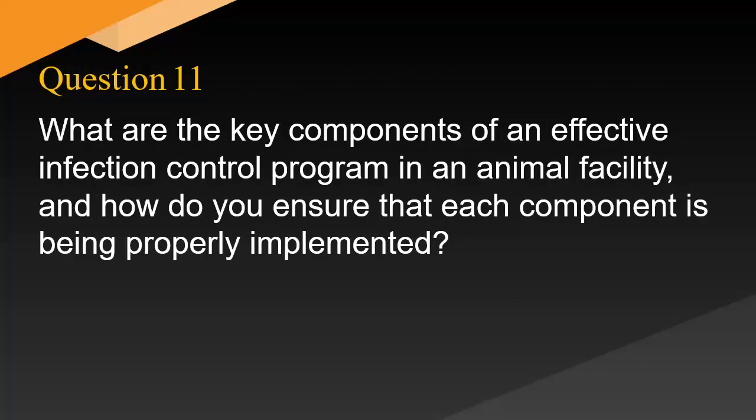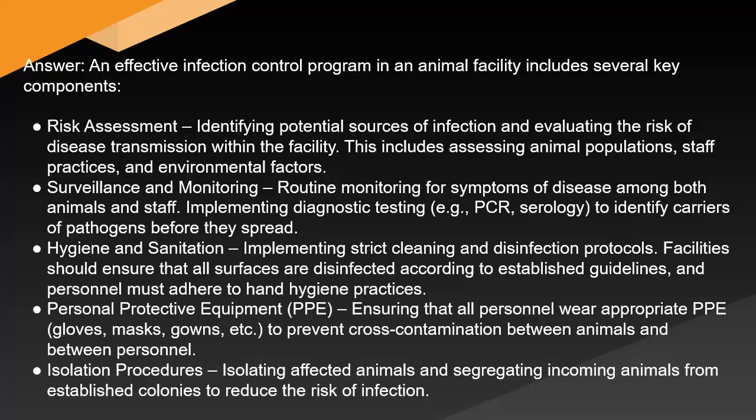What are the key components of an effective infection control program in an animal facility, and how do you ensure that each component is being properly implemented? Answer: An effective infection control program in an animal facility includes several key components. Risk assessment: identifying potential sources of infection and evaluating the risk of disease transmission within the facility. This includes assessing animal populations, staff practices, and environmental factors.